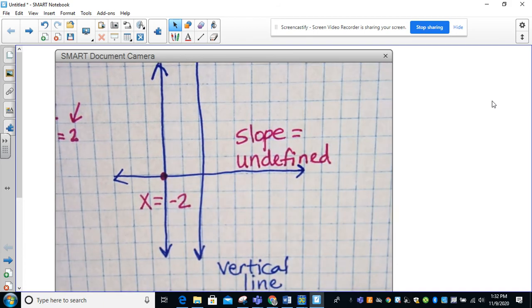So you have positive, negatives, 0, and undefined, and make sure you're doing rise over run, starting at the bottom dot, going from one dot to the next. That's slope from a graph, or rate of change.